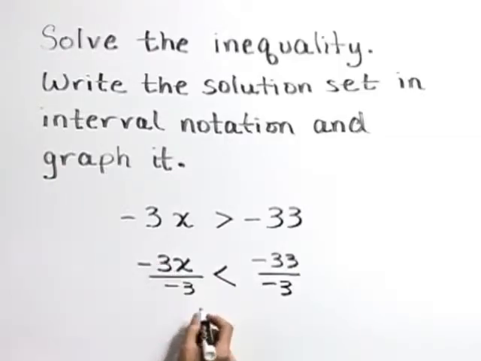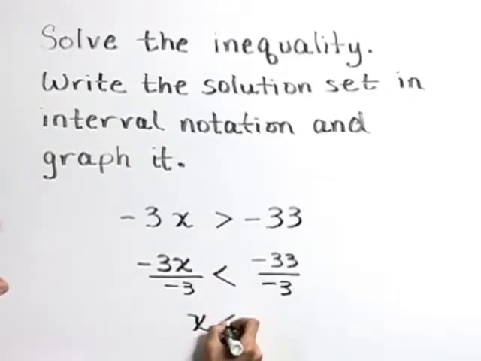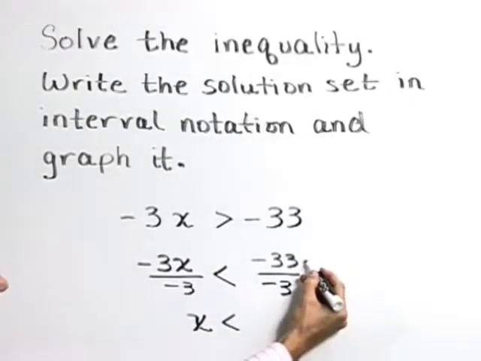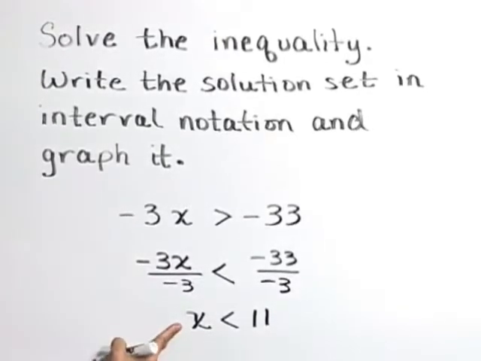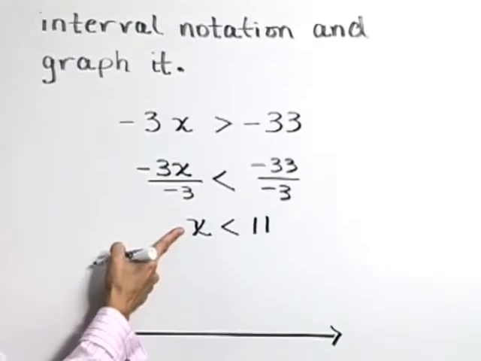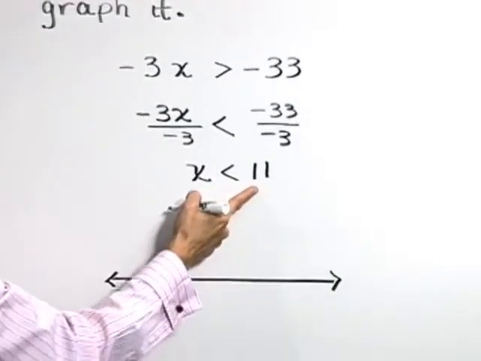So on the left then we have x, and that is less than negative 33 divided by negative 3, which is 11. So here's our solution in inequality form. X is less than 11.